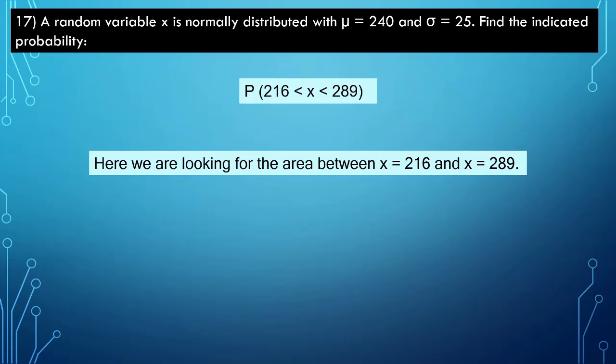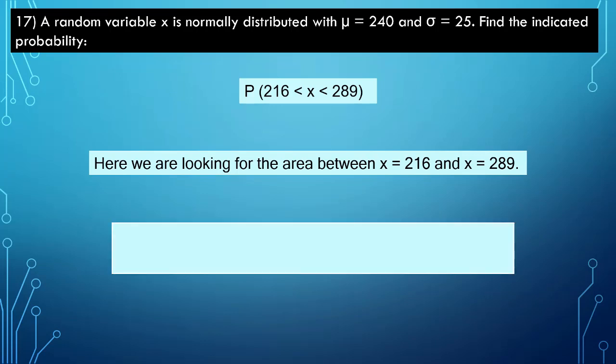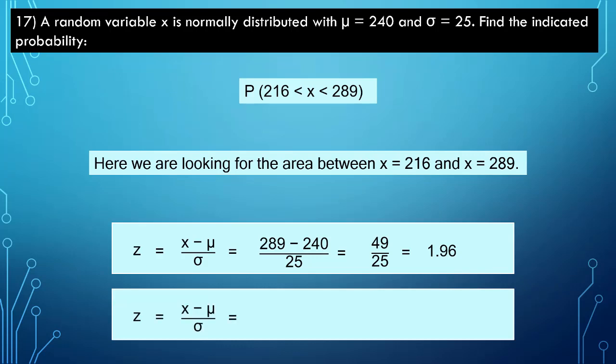So we'll start with the larger x value, x equals 289, and find its z-score. So z equals x minus mu over sigma, which is going to be 289 minus 240 over 25. That's 49 over 25, which is 1.96. I'll find the other z-score. So when x is 216, z equals 216 minus 240 over 25. And that's going to be negative 24 over 25. And negative 24 over 25 is negative 0.96. So we have our two z-scores.